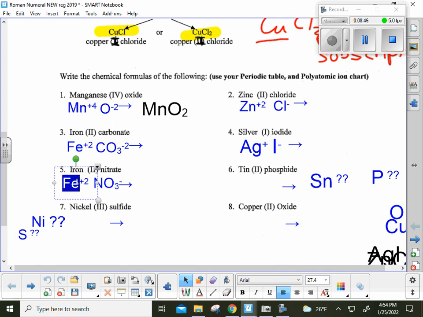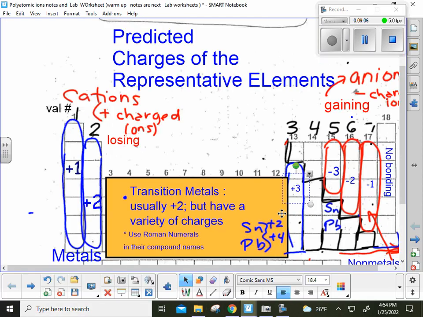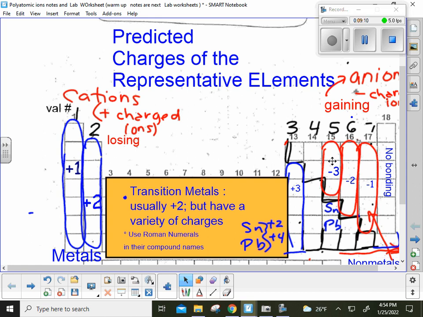Okay, now for the next 4, I went ahead and put little question marks because you guys should be able to figure out the charge with all these other examples. When you see a 2 there, you should know what the positive charge is. And then on the periodic table, what is phosphide? You should find phosphide on the periodic table in column 15, and the charge for column 15 will be a -3.